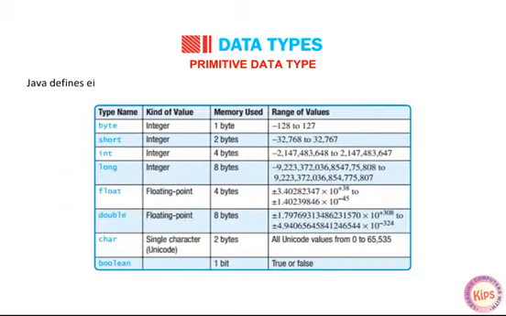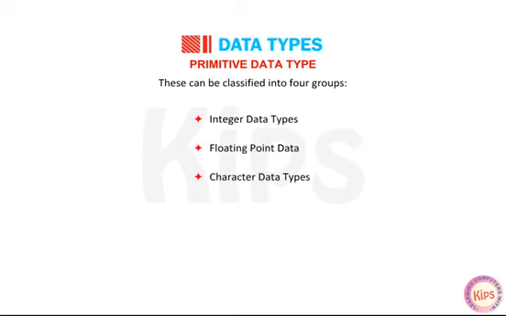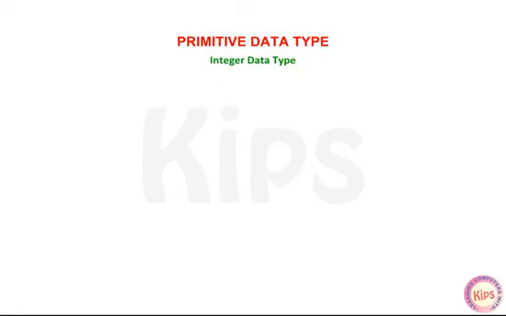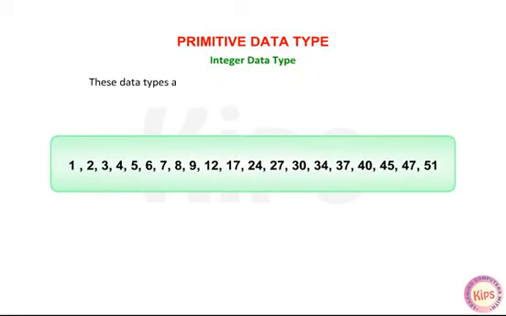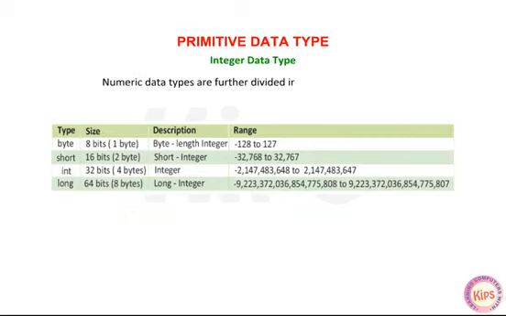Java defines 8 primitive types of data: byte, short, integer, long, character, float, double, and boolean. These can be classified into 4 groups: integer data types, floating point data types, character data types, and Boolean data types. Integer data types are used to store whole numbers as numeric values. Numeric data types are further divided into 4 subcategories.